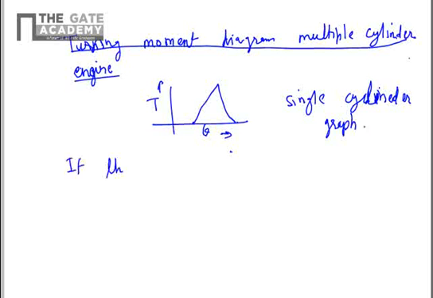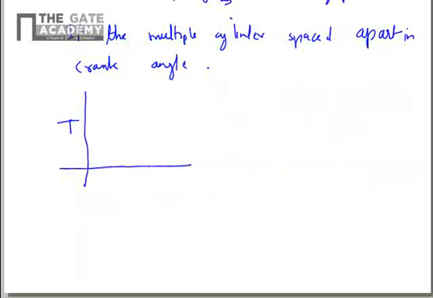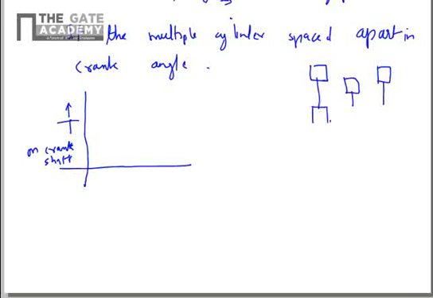So if the multiple cylinders are spaced apart in crank angle, then we are interested finally in the T theta diagram of the crank. So torque on crankshaft, the net, because multiple cylinder will look somewhat like this. So you will have different engines, they are connecting to the crankshaft. So the cranks are at different phases.